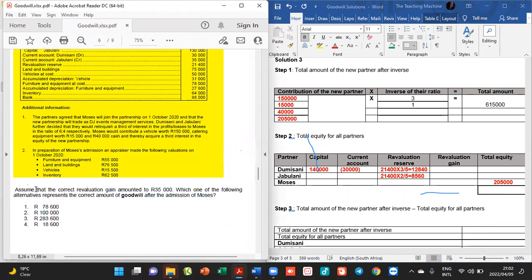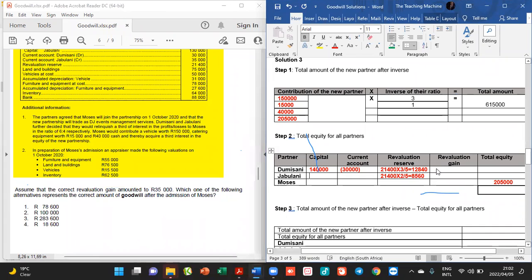Let's look at the gain information. The question said, assume that the correct revaluation gain. So this is a gain. It should be positive. It's 35,000. So this is how we're going to share amongst the partners. 35,000 times 3 over 5. And again for this one, 35,000 times 2 over 5. Okay, how much do you get for Dumsani? 21,000. And then for Jabulani? 14,000. Thank you very much.